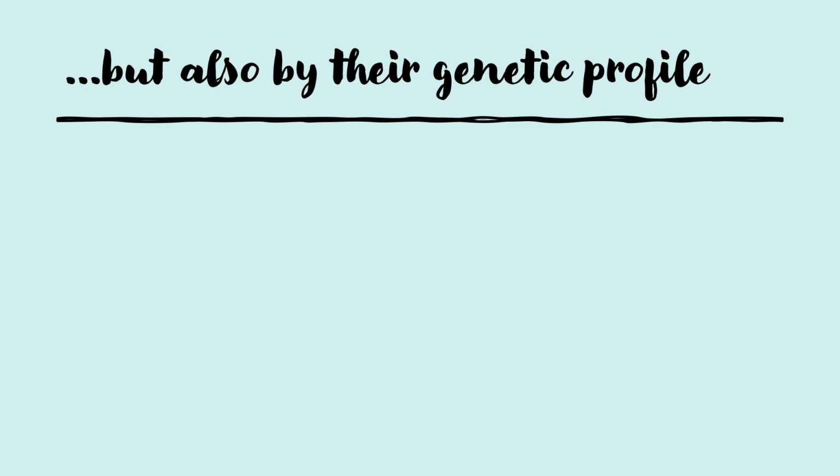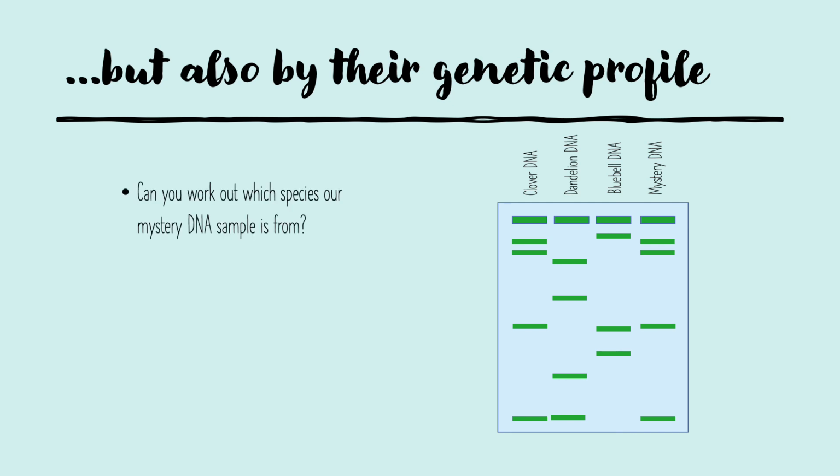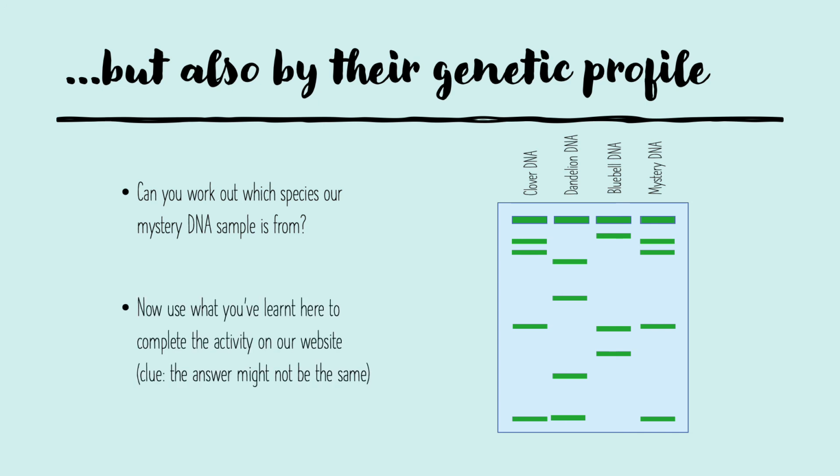So we can carry out a similar experiment to the one we just did at a crime scene, but this time analyse samples from each of our plants to work out where our mystery pollen comes from. Here's a gel electrophoresis experiment using DNA samples from each of our plant species, clover, dandelion and bluebell. Can you work out which species our mystery DNA sample is from? Now you can use what you've learnt here to complete the activity on the TrioSci website. But I'll give you a quick hint, the answer might not be the same.